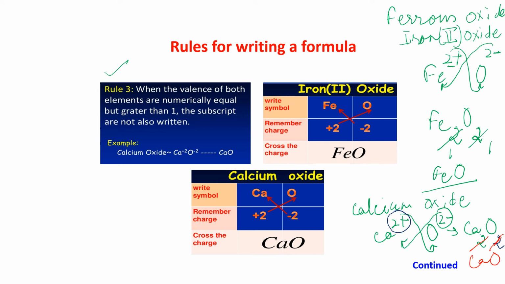That is why it is written. If the valencies are same, equal but greater than 1, then also we are not writing. Actually, it is just coming in one stable together similarly, and that is why they are just reducing each other.